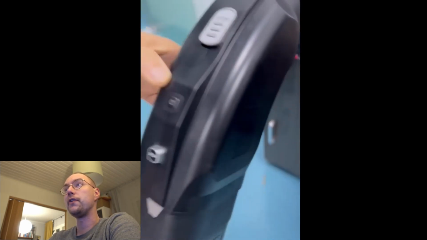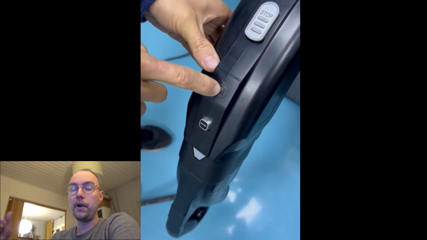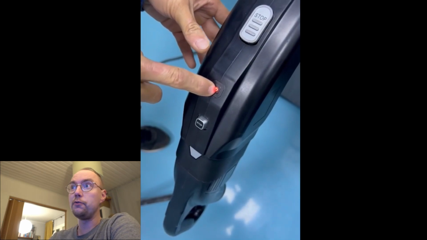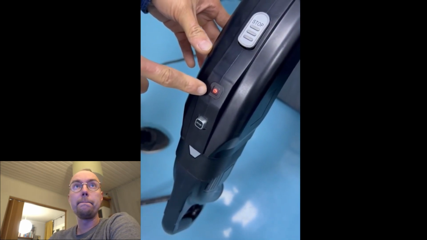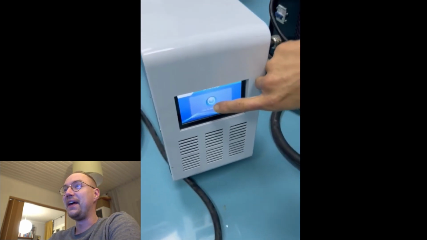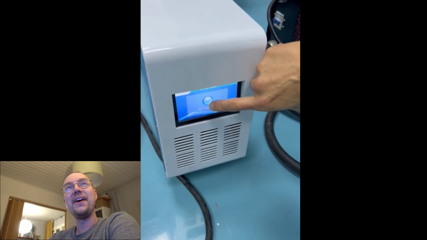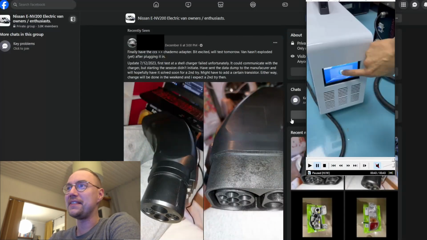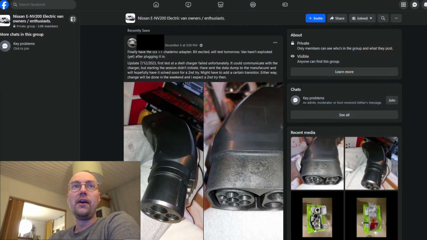So now that we are starting to see the feedback from Leaf owners and from ENV200 owners, unfortunately it doesn't work right away, but the manufacturer has promised to look into it. And how they can sell a product that has only been tested on simulators, I find that a bit strange. But yeah, let's hope that they can resolve it.